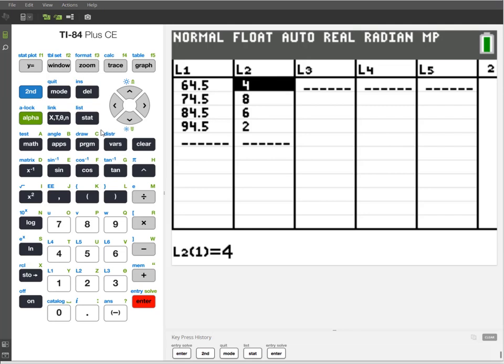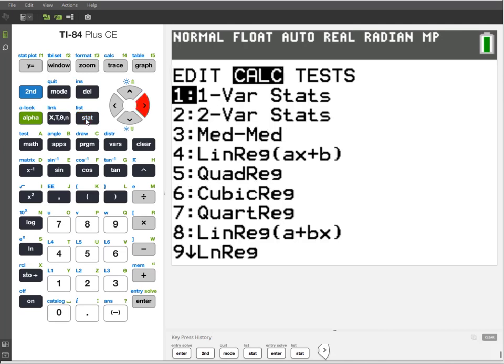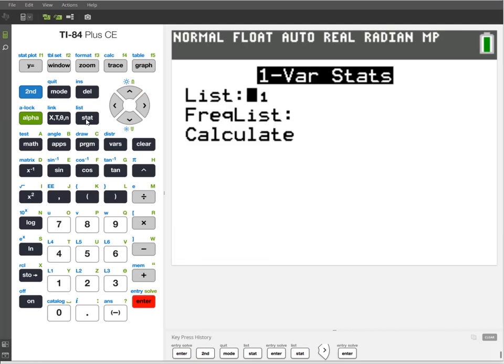So I'm going to hit Stat. I'm going to tab one to the right to get to Calculate, or CALC, and then the first option is one-var stats. So I'm going to hit that button, and I should be taken to the one-var stats menu if you're on the new operating system. In a minute, I will show you what it will look like if you have the old operating system.